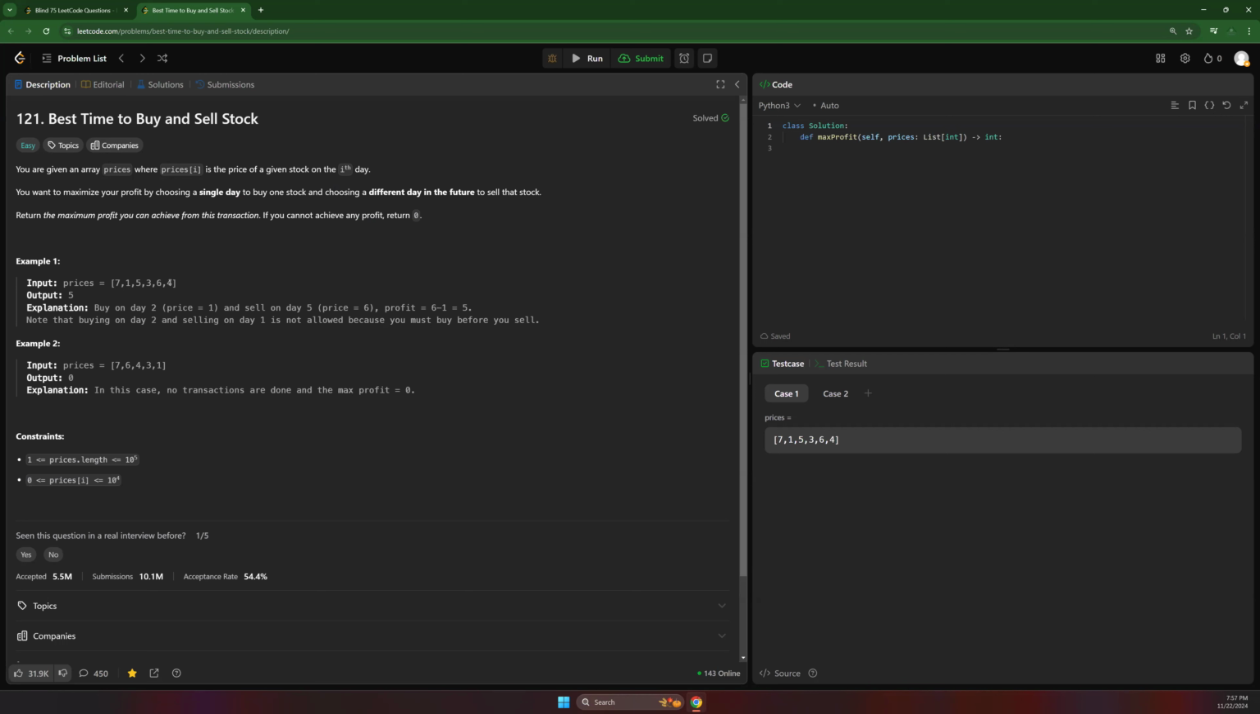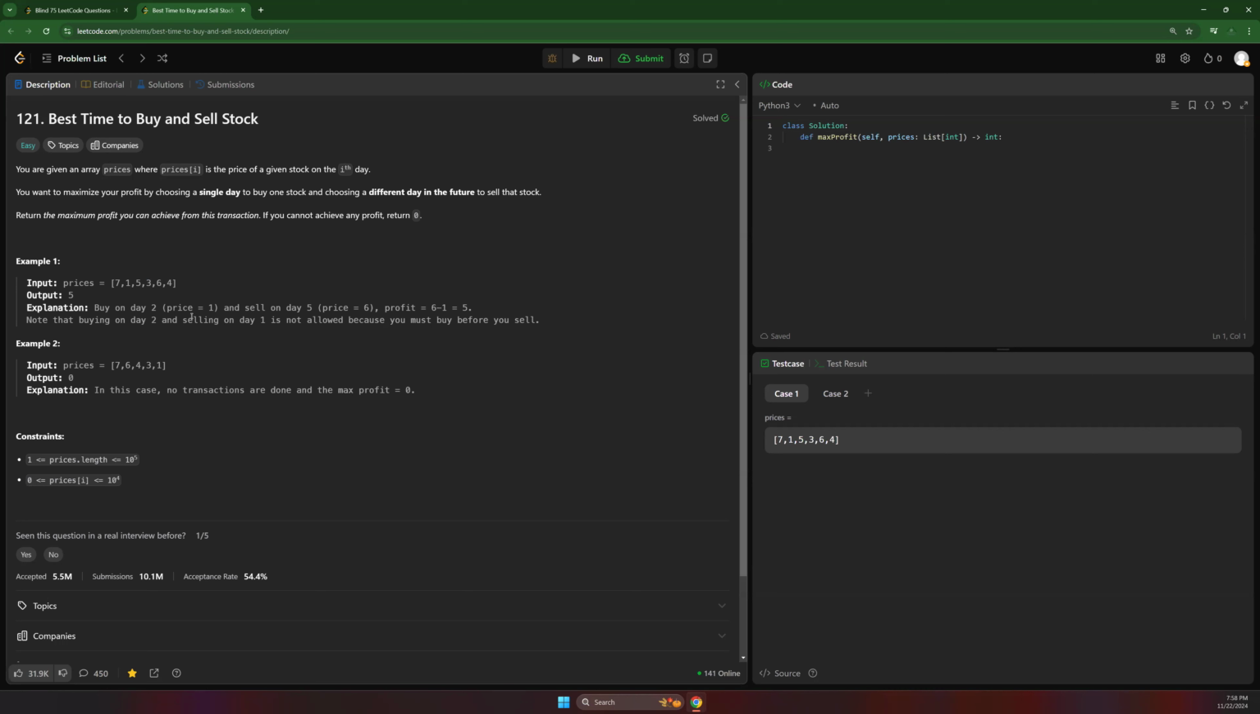So our input is an array of integers, and we have to find out the maximum profit you can make based on these stock prices. One thing to keep in mind is that in this problem, you want to do only one transaction. And if you want to make a sell transaction, you need to make a buy transaction before the sell transaction.